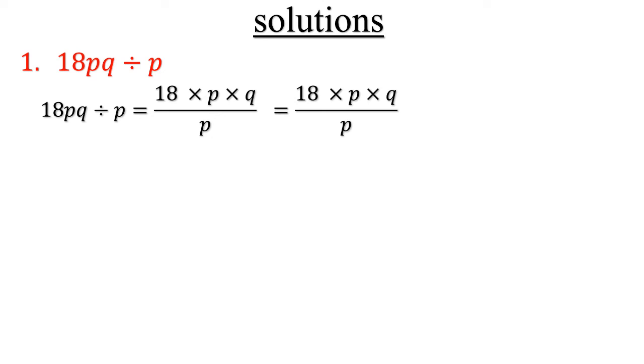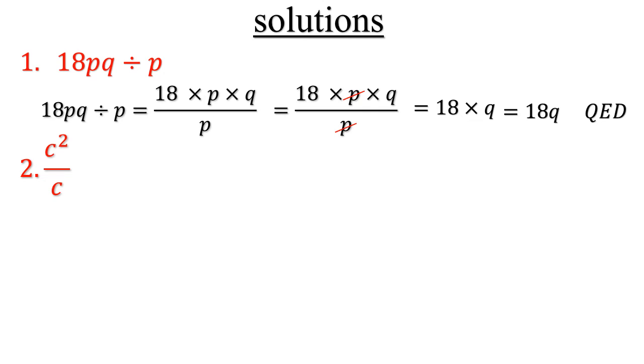So 18 times p times q. p is in the numerator and p is in the denominator, so you have an exponent of 1. You cancel out p. What are we left with? You have 18 times q. So 18 times q is equal to 18q.